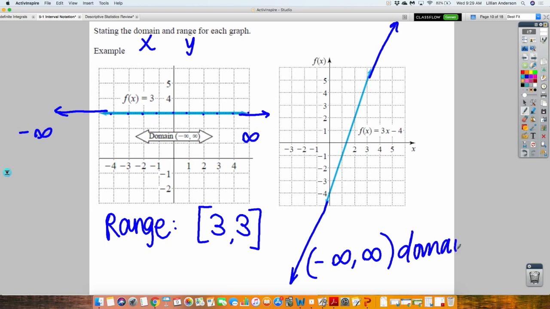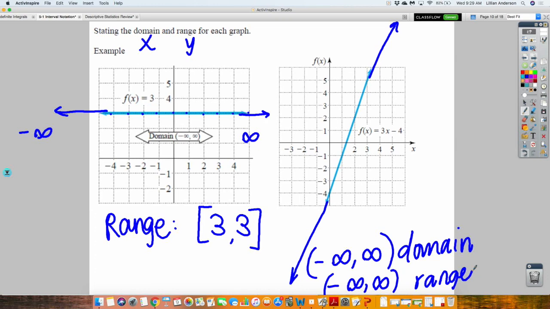What about its range? What's the lowest that it goes? Negative infinity. What's the highest that it goes? Positive infinity. There's our range. Oh my gosh, I keep writing 8s as infinities. It's really bothering me.